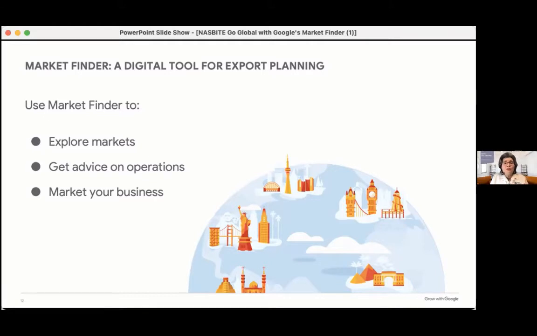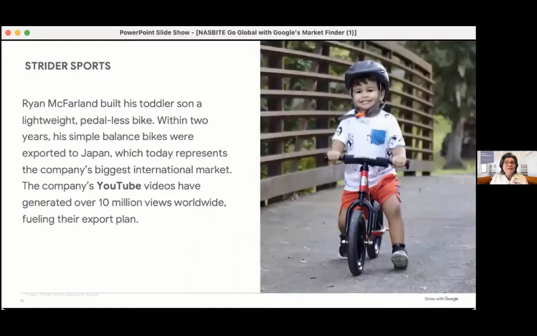The tool also offers advice on operations such as taking payments in a new market, shipping, customs, licenses, and legal considerations, all very important as you go global. Now, let's look at this case study. Strida Sports is an example of a business that used the global exporting path as a pathway to growth.